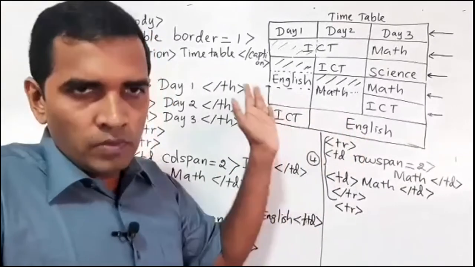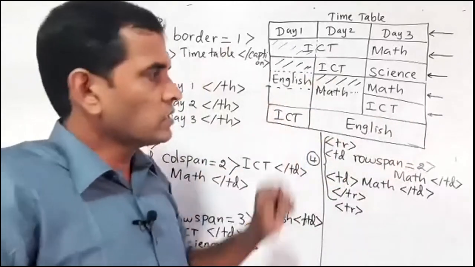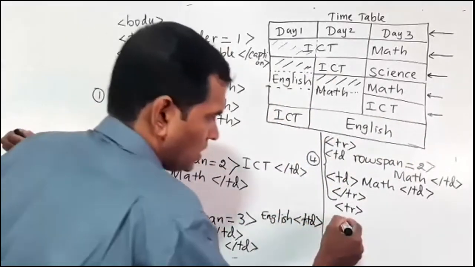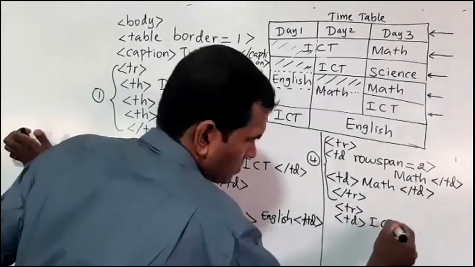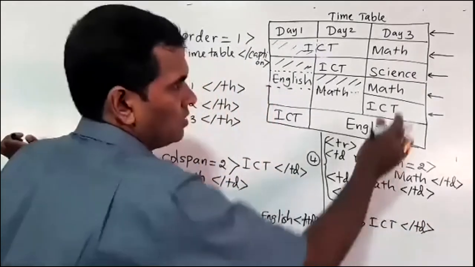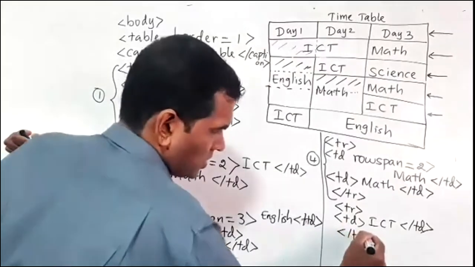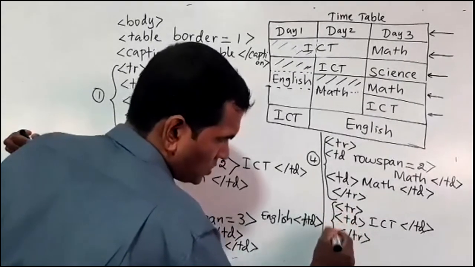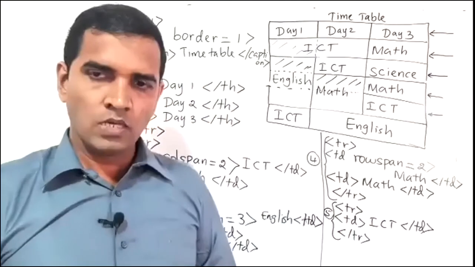So check whether the fifth row has any other cells. Yes, it has only one more cell. So let's create that one. Only one cell, right? TD, ICT. Close the TD. That's it. That row is over, so closing TR. This small portion of coding belongs to the fifth row.